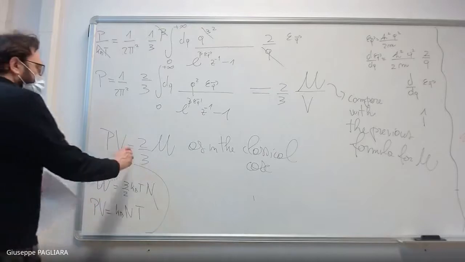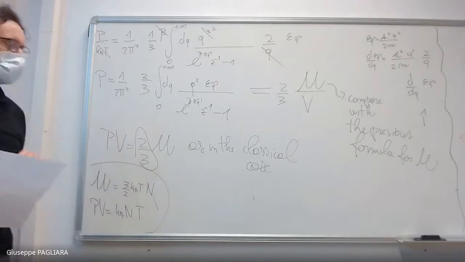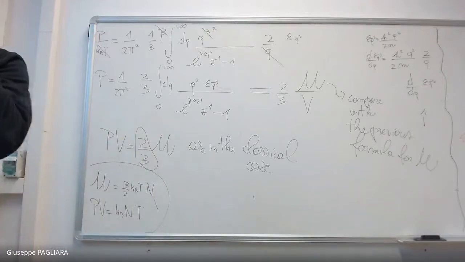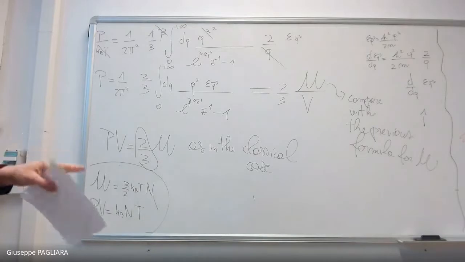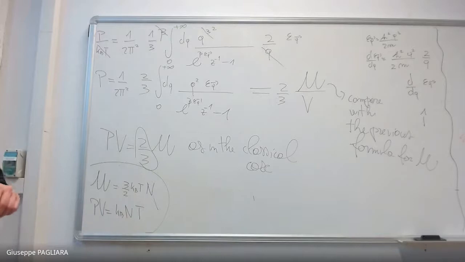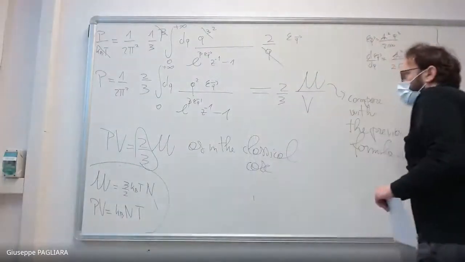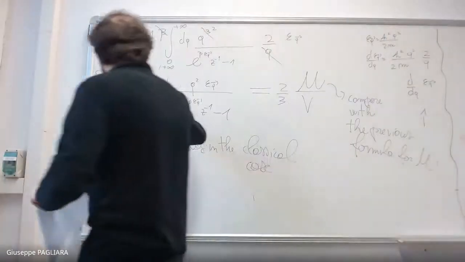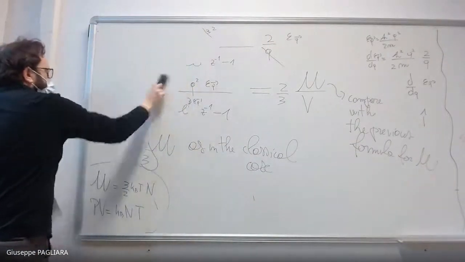This 2/3 is correlated to the fact that we have 3 degrees of freedom, because we are considering particles moving in 3 dimensions. And actually, this factor can be different in the case of massless particles. In that case, it will be 1/3. And maybe we will show it as an exercise, or you can try to work it out.